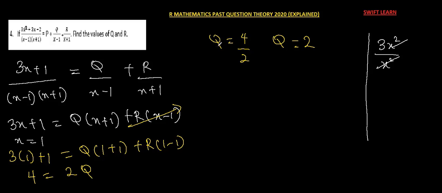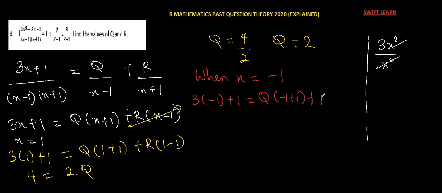You can just say when x equals minus 1, this one will cancel out. So if I put 3 bracket minus 1 plus 1 equals q bracket minus 1 plus 1 plus r bracket minus 1 minus 1. Let me cut this out so we will not get confused. Okay, so let's move on.